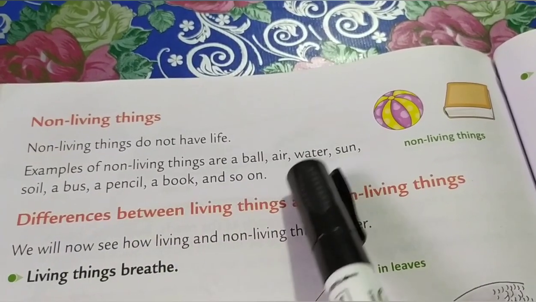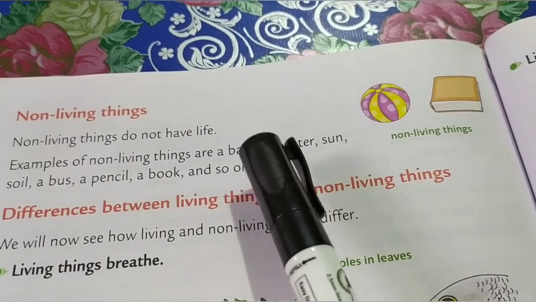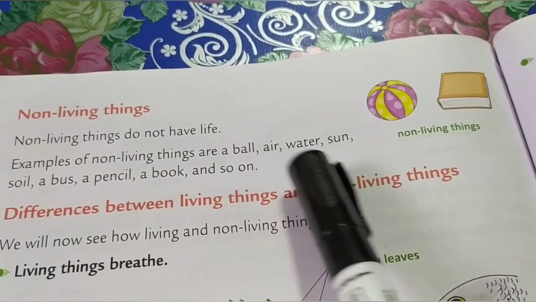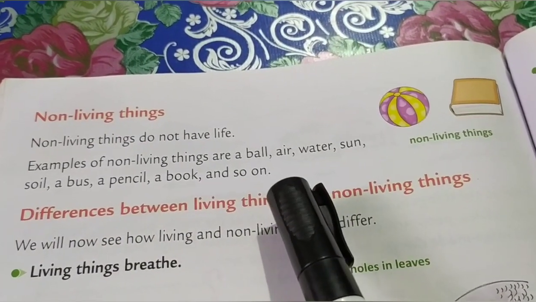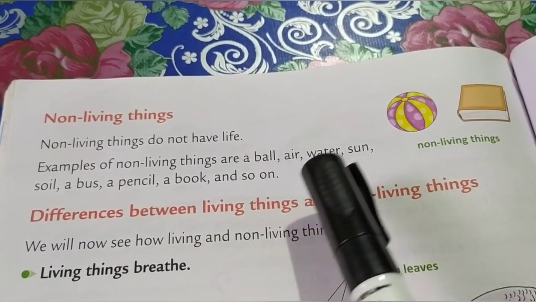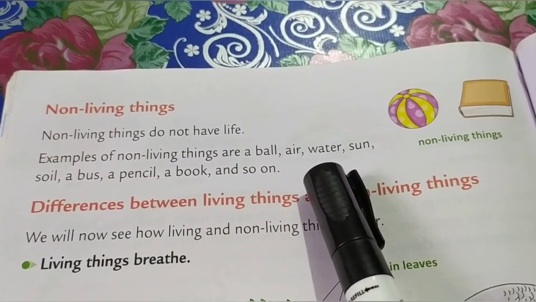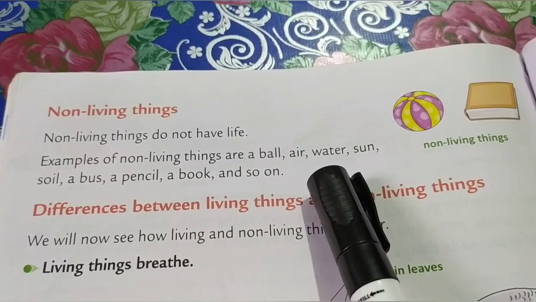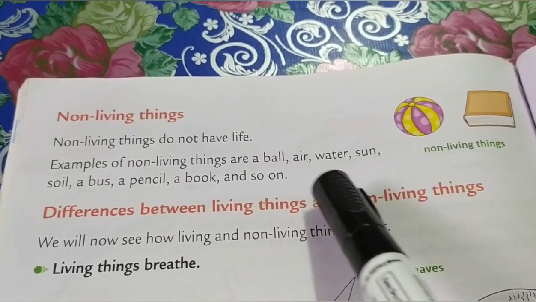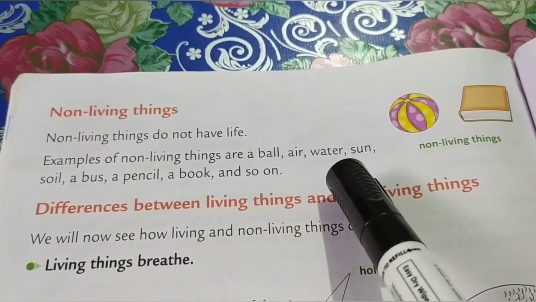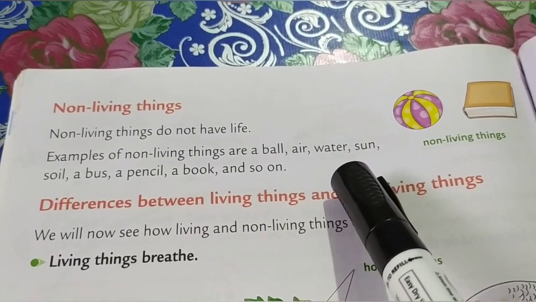So these all are non-living things. You can see the ball, book, all are non-living things. And water, air, sun, soil, pencil, book, bus, everything are non-living things. Up to here, read the textbook properly, very well. You can read one or two or three times and collect your parent's signature here. Draw a box here and collect your parent's signature here. After the school opens, I will check all this. Understood?